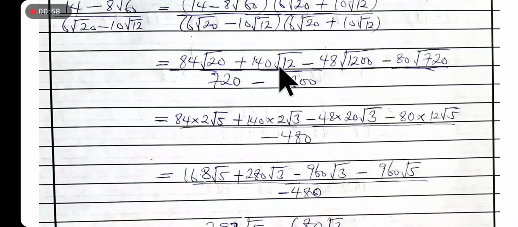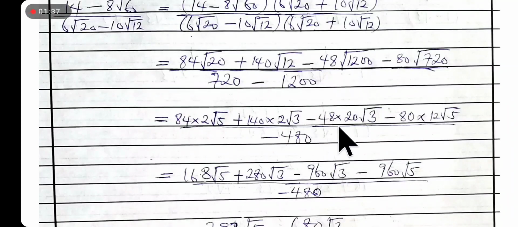Now we have all of this numerator repeated here. But before then, you see this 84 times root of 20 can be simplified further. 4 times 5 will still give us 20, so root of 4 will give us 2. So that is why we have 2 here. Okay, so plus we have 140 times root 12, which can be simplified into 4 times 3. Root of 4 is 2, so that's why this 2 is here. Then the 3 is irrational, so it is here.